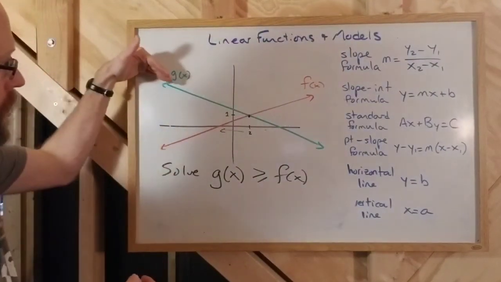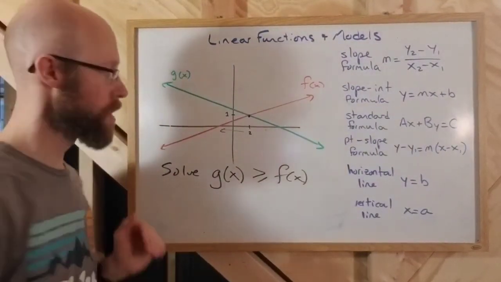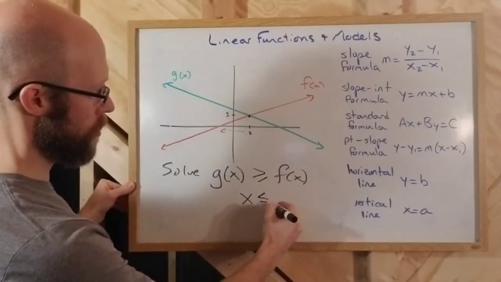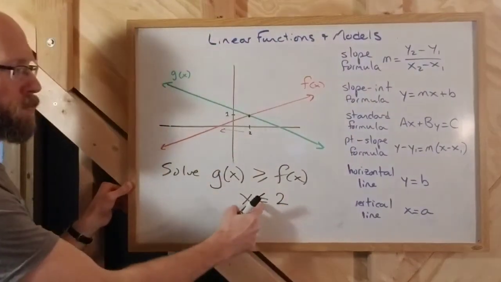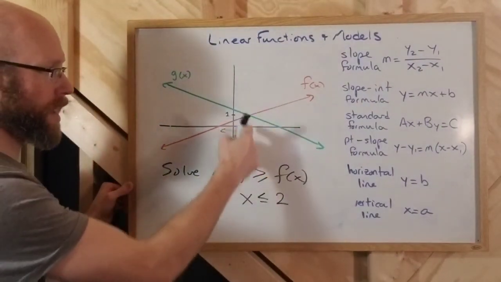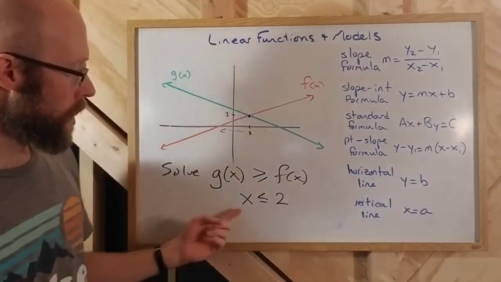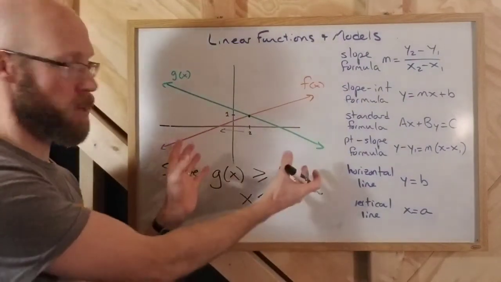That would make the g function higher than the f function. So we'd be looking at all x values that are less than or equal to 2. And I include the equal because at 2, the two functions are equal to each other.